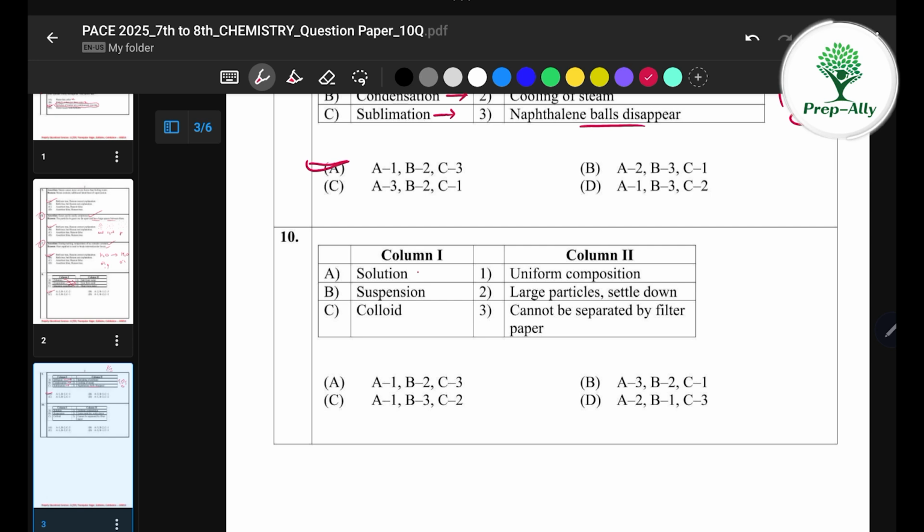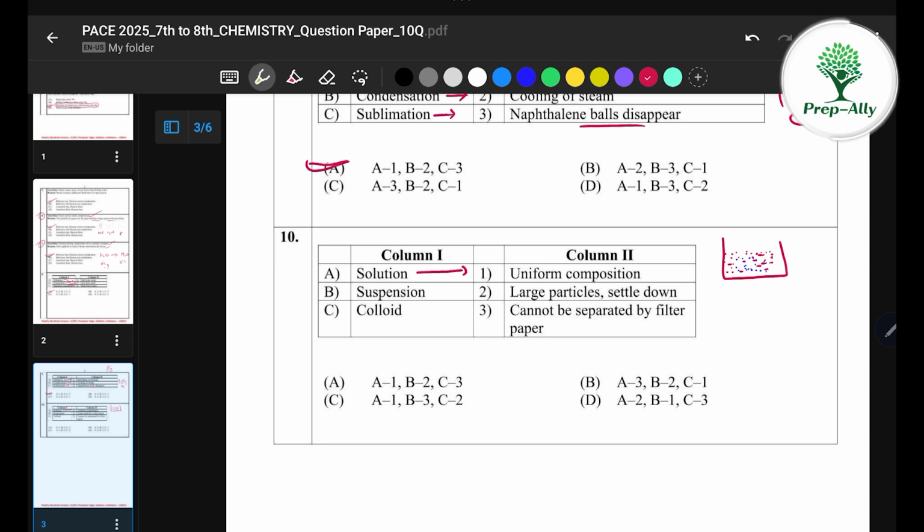Now question number 10, we need to again match them. First of all, we have a solution, so we need to match which is equivalent to which particular property. Solution actually has uniform composition. Uniform composition means, let's suppose I am making a salt solution, and I take a small amount of solution from either side, I will get the same composition, meaning salt and water are spread throughout uniformly. It's not possible that in some place I will find more salt and in some place less salt in a salt solution.